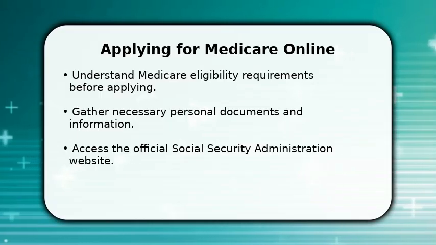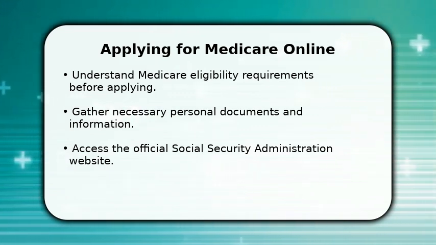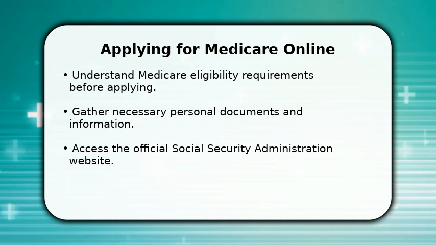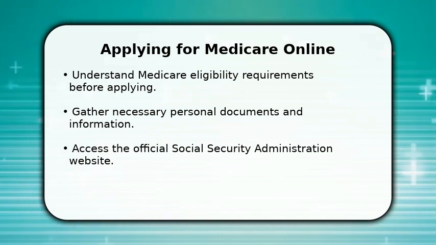In this video, I will explain how to apply for Medicare online. First, ensure you meet the eligibility criteria, typically turning 65 or having certain disabilities. Next, gather your personal information, like your social security number and birth certificate. Finally, navigate to the official Social Security Administration website to begin your application process. This preparation will make the online application much smoother.